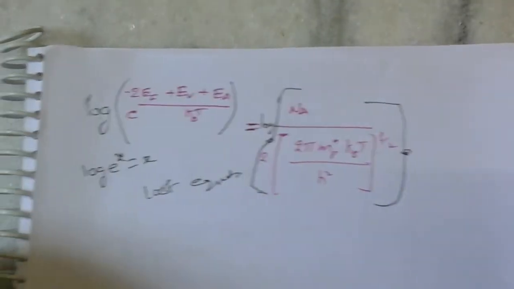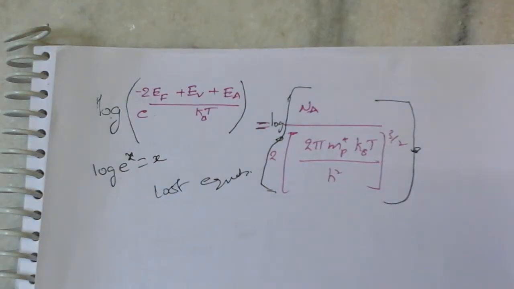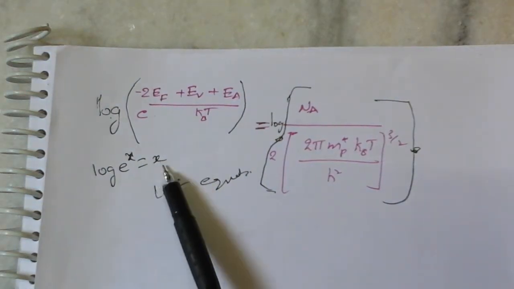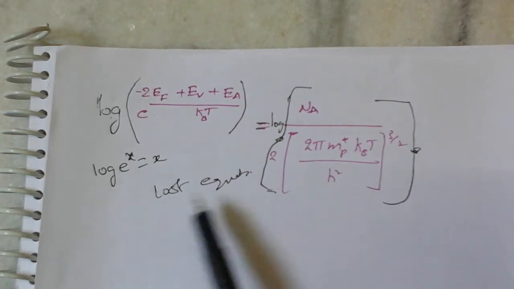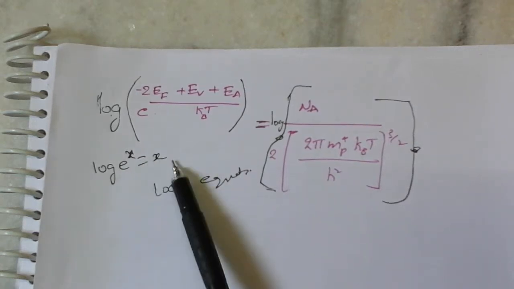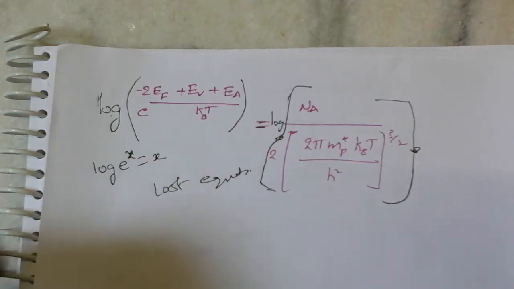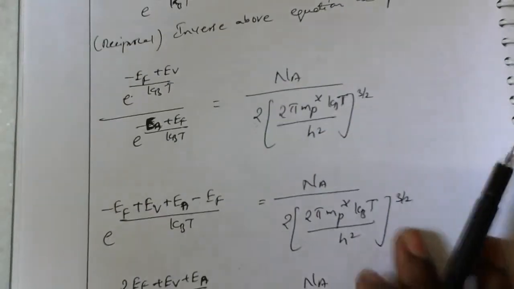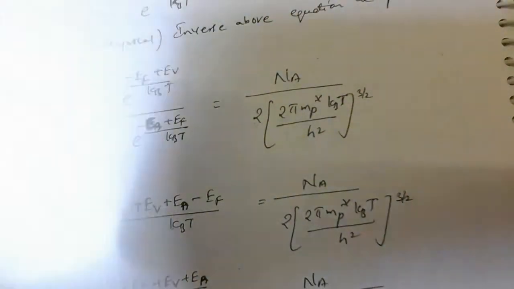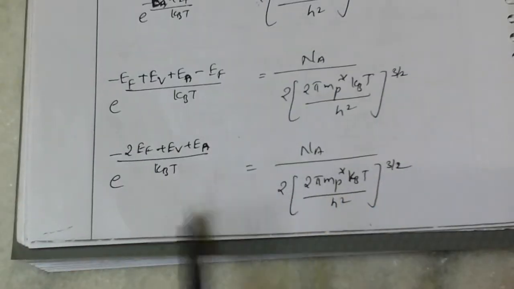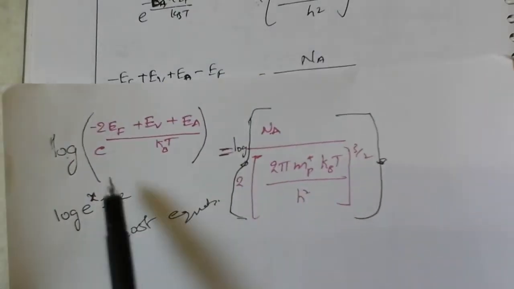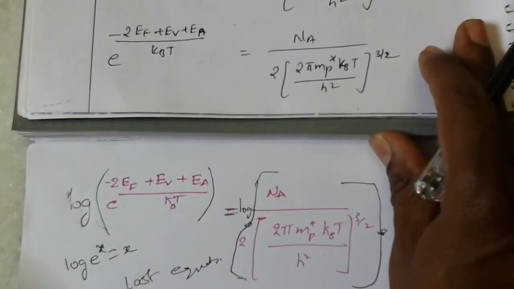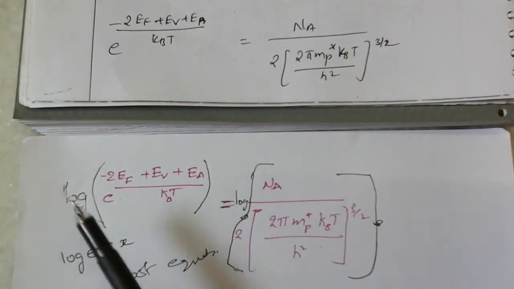So once again I am explaining this. Listen carefully. Log e power x is equal to x. But in the previous case we got this equation, and for this equation I am taking log on both sides.